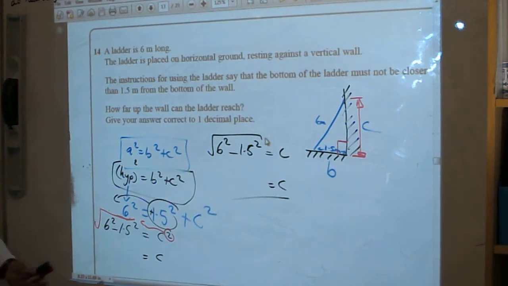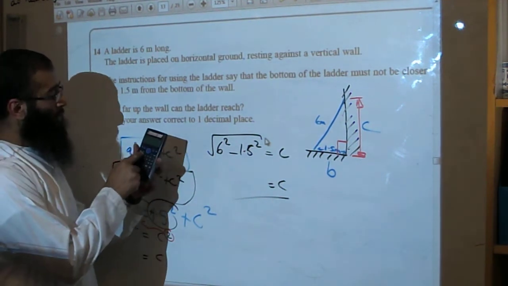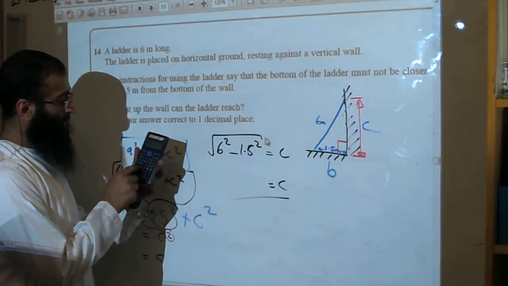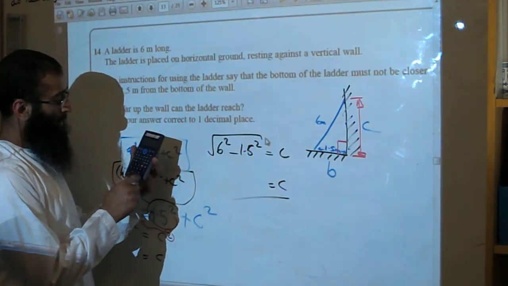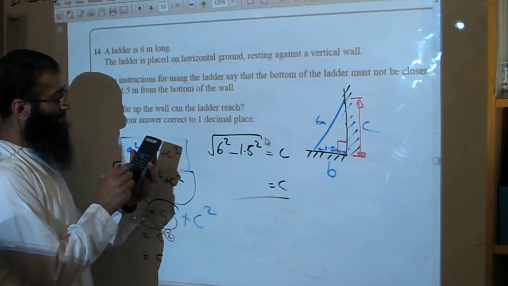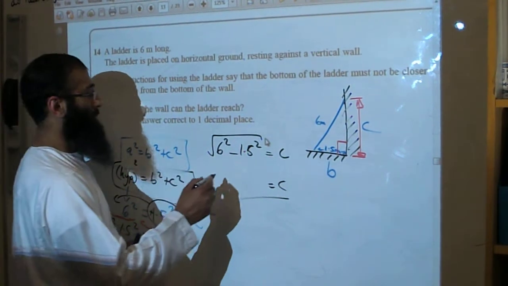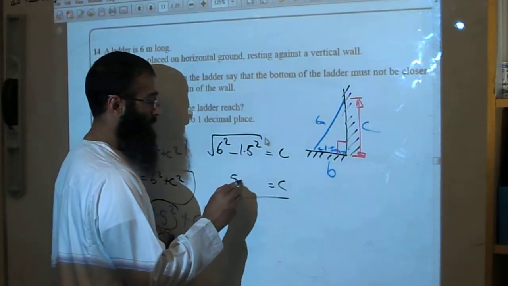Right, let's have a look. So you press the square root button first. 6 squared take away 1.5 squared equals, okay, press the SD button. What do we get, folks? 5.8094756119. So 5.8.